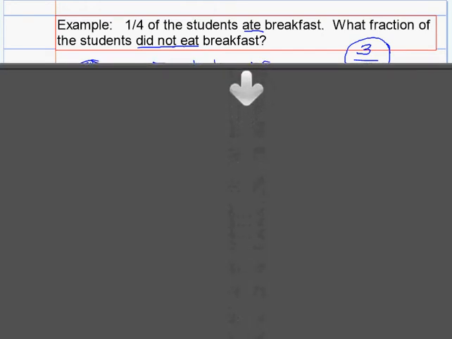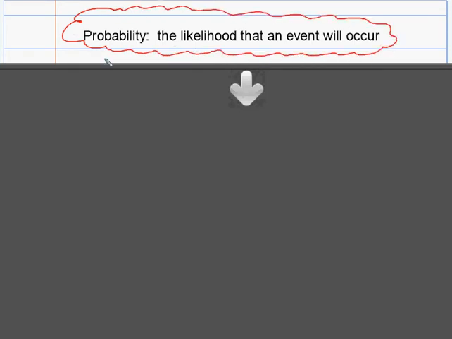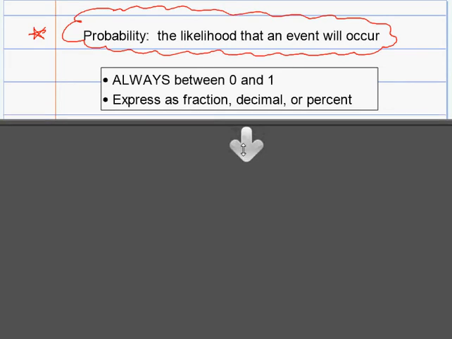All right. Moving on to our next subject, probability. Probability is the likelihood that an event will occur. You will need to know this. Probability, the likelihood that an event will occur. Okay, so what event? What are we talking about? We'll get to that in just a minute.